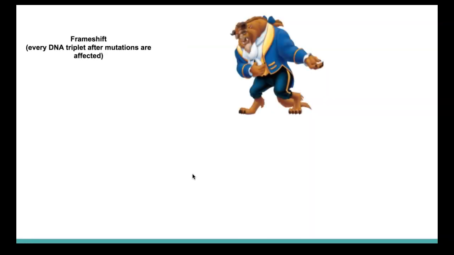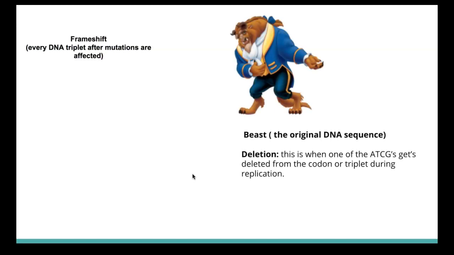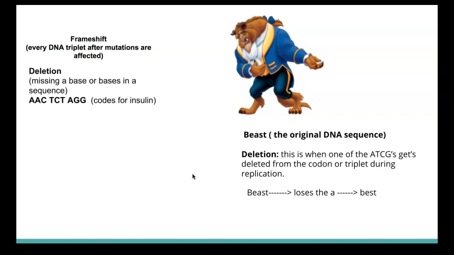The other type of frame shift mutation that we can have is a deletion. So if we go back to our word beast, our original word, if we had a deletion, it would be like taking away a letter. So for example, if we take away the A, now it says best, and best and beast mean two different things. So if we took from our original DNA strand, again, let's just say this is the one that codes for insulin, and we took away a letter, again, it's not going to code for insulin.